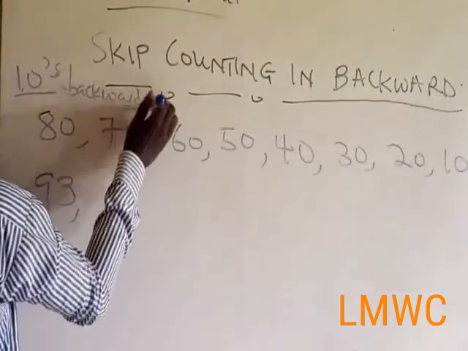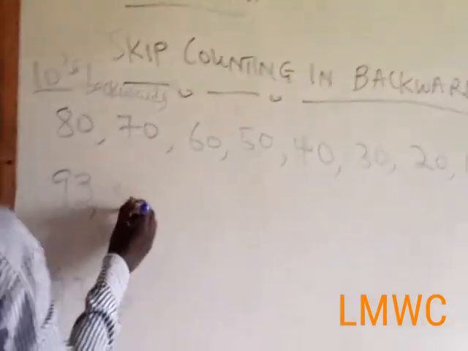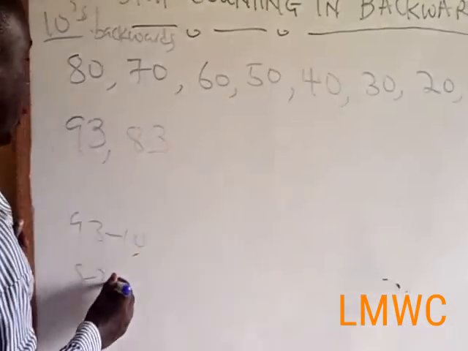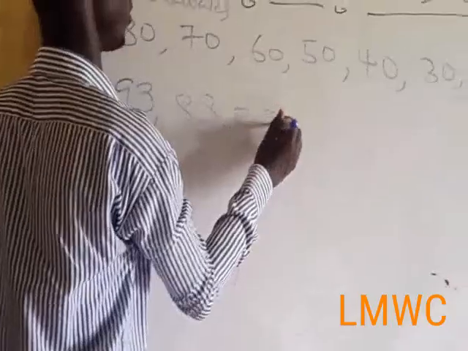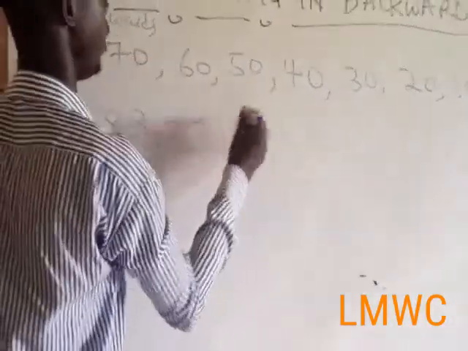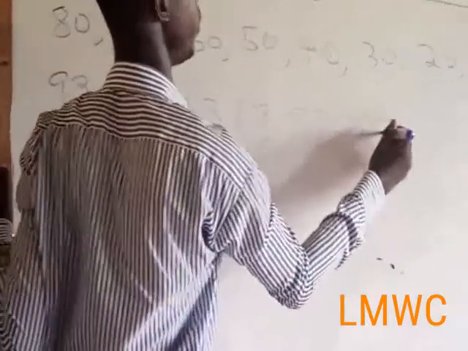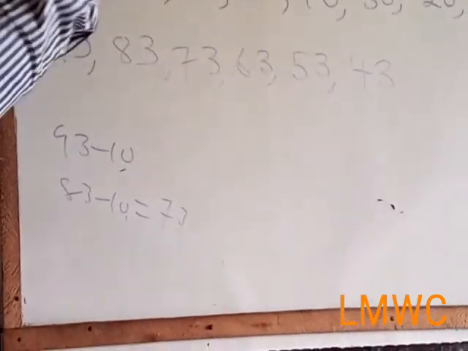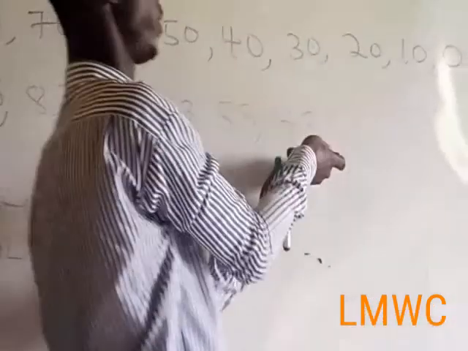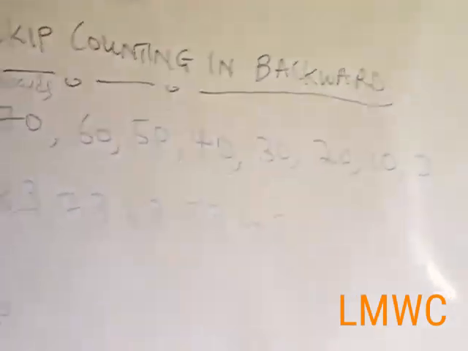Backwards. So 93 minus 10 is what? We're having 83. So 83 minus 10, 73. Minus 10, 63. Minus 10, 53. Minus 10, 43. Once they didn't ask you to skip count up to a number of counts, you can decide to leave it at this point.